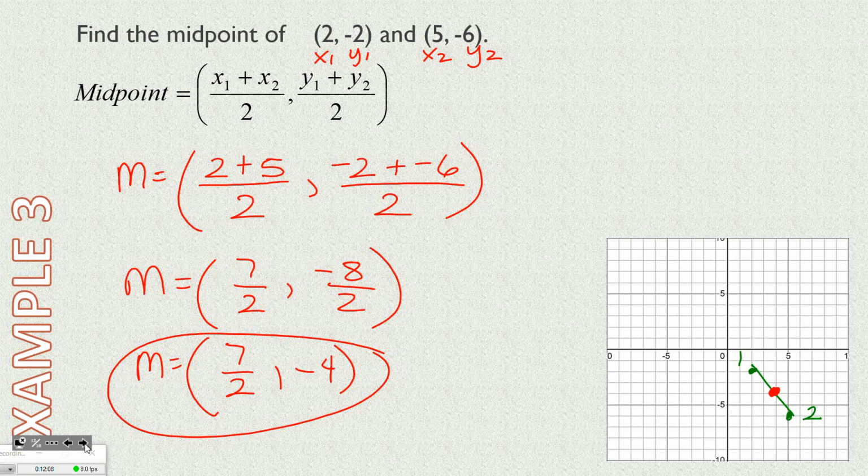But you can see 7 over 2 as a decimal is 3.5. So like 1, 2, 3.5. So the midpoint, let's draw it exactly. That would be more helpful. So if these are my original 2 points, the midpoint would be 3.5, comma negative 4. So it would be right there. And if I look, it looks like it's smack dab in the middle when I would connect those 2 points. So that's how you find your midpoint.